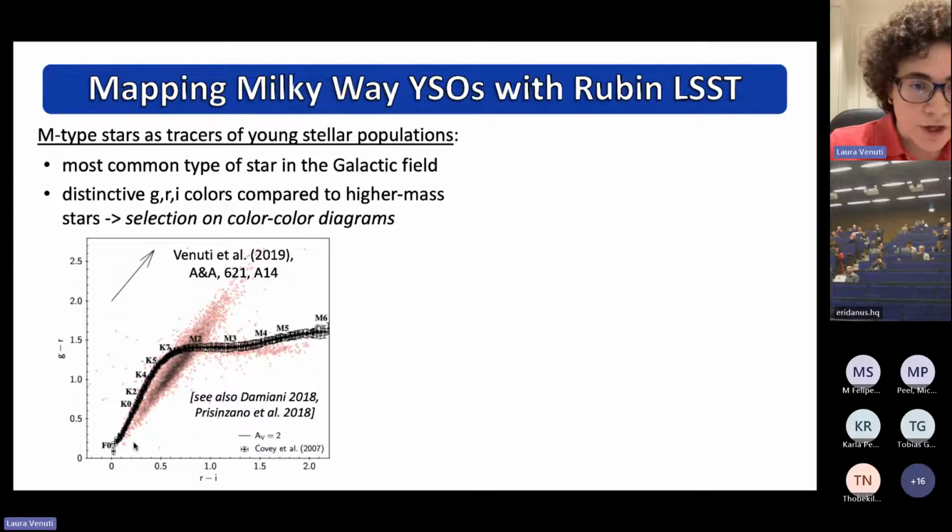And the second reason is illustrated in this color diagram, which combines the color properties of stars as a function of their mass in g, r, and i filters. And what you can see here is that M-type stars show a very distinctive color sequence on this diagram, which is very different from the direction of the reddening vector on the diagram itself. This means that based on these color properties, we can readily identify M-type stars, we can estimate their extinction, and we can derive the properties of the parent population.